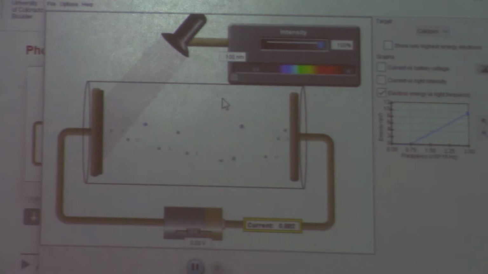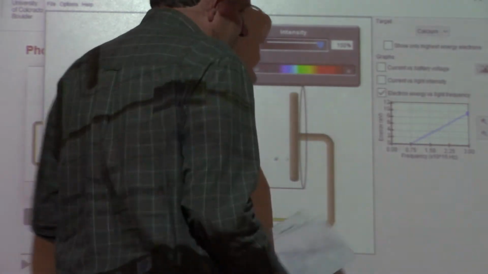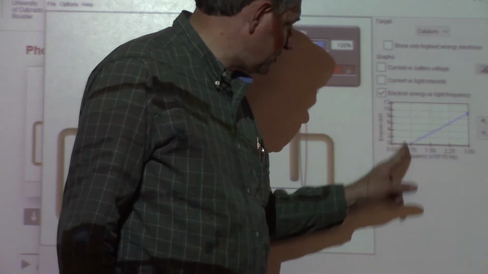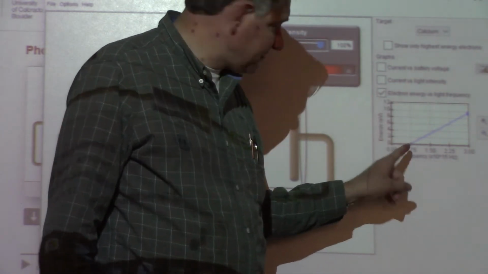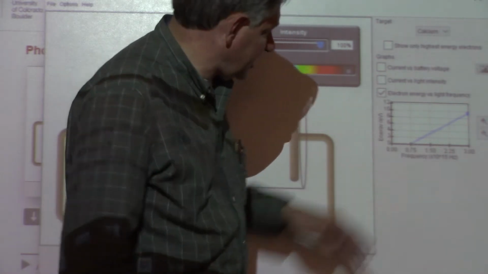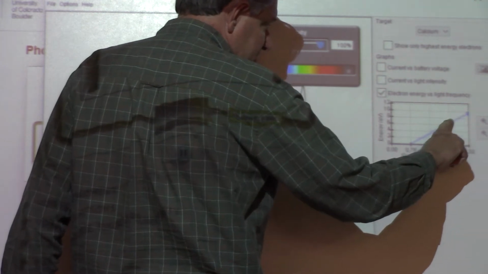So here's what you've got. Unfortunately, it cleared it out. The sodium line started a little bit before 0.75. The calcium line starts right at 0.75. So what you're going to have is two parallel lines like this.